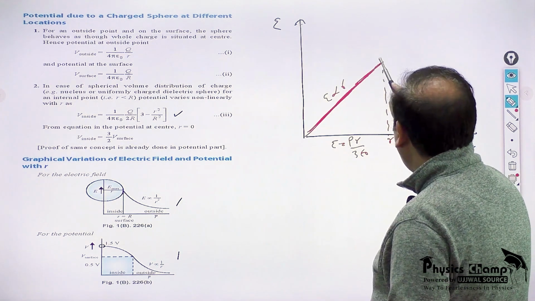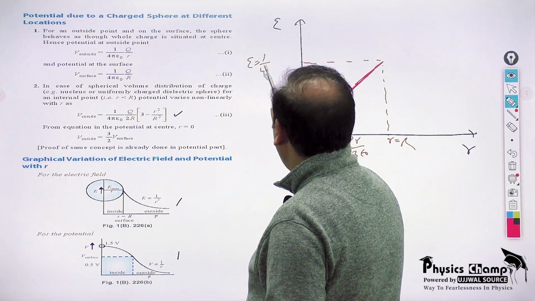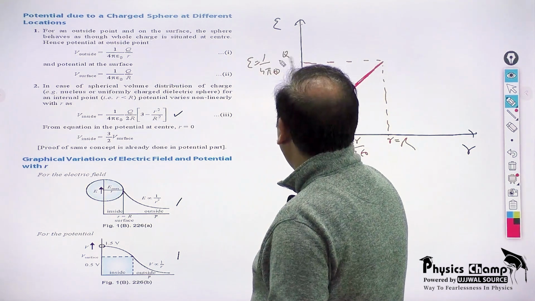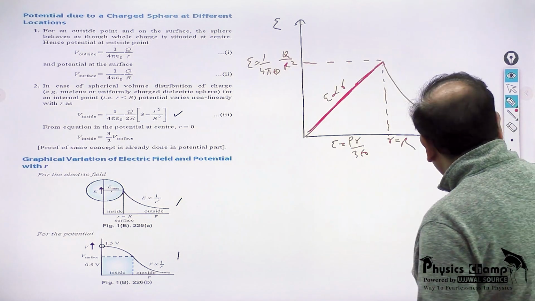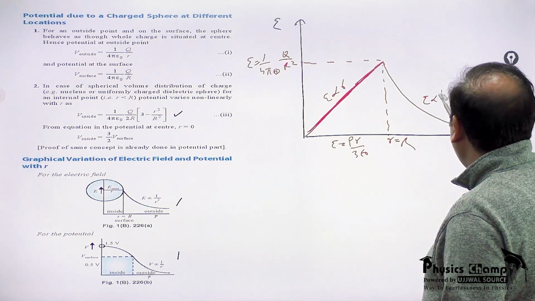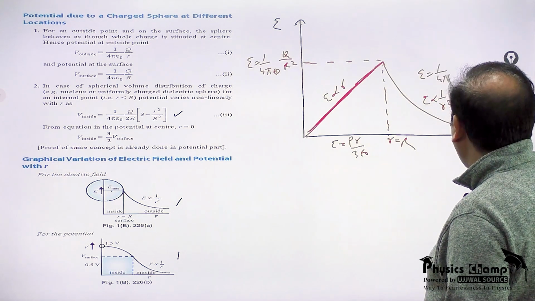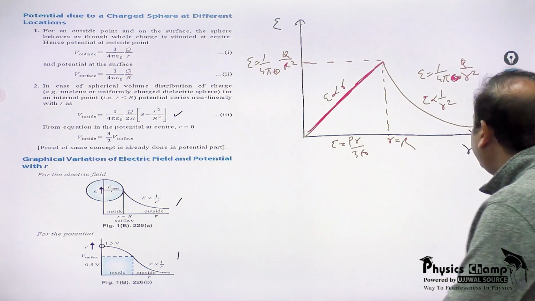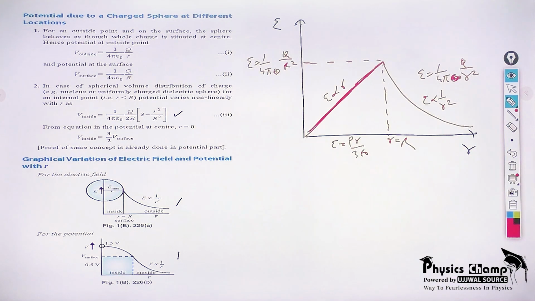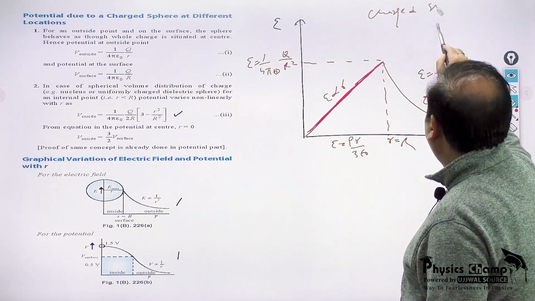And then at the surface you have electric field 1 by 4 pi epsilon naught q by R square. And outside the surface the electric field reduces. E is inversely proportional to R square because outside, the electric field is 1 by 4 pi epsilon naught q by R square. So this is about a charged sphere, not a shell.